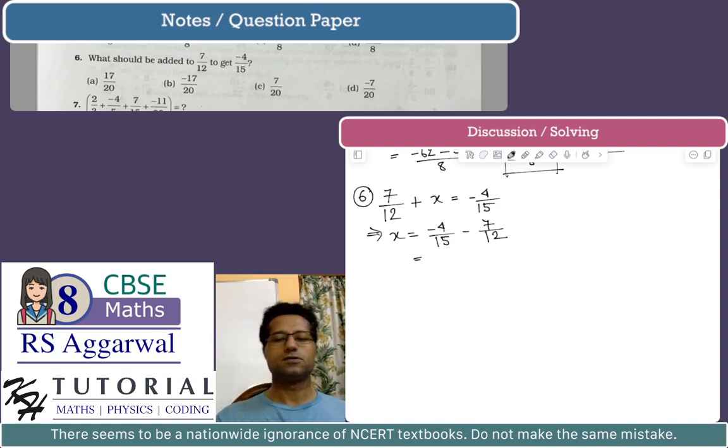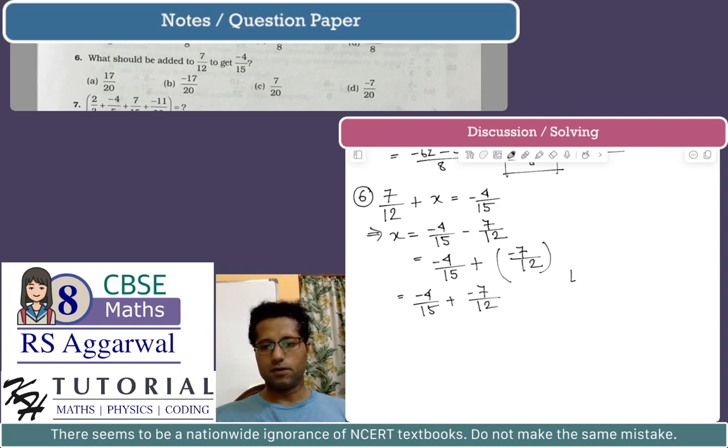And we know that the difference of two rational numbers is equal to the addition of the additive inverse of the rational number that needs to be subtracted. So we are subtracting 7 by 12 from minus 4 by 15. So we will add the additive inverse of 7 by 12, which is minus 7 by 12, with minus 4 by 15. So this is nothing but minus 4 by 15 plus minus 7 by 12.